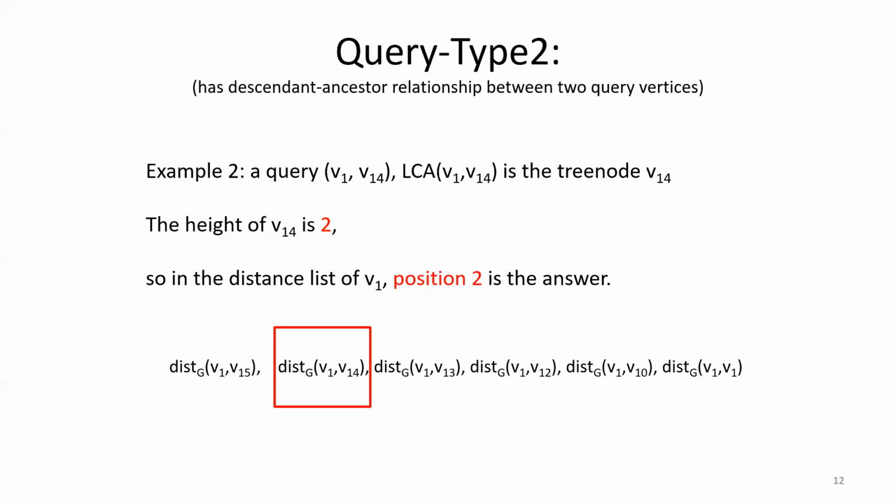The other is that there is a descendant and ancestor relationship between the two query vertices. For example, a query V1, V14: the LCA of V1 and V14 is the tree node V14. That is, V14 is the ancestor of V1. Now the height of V14 is 2. So in the distance list of V1, position 2 is the answer.